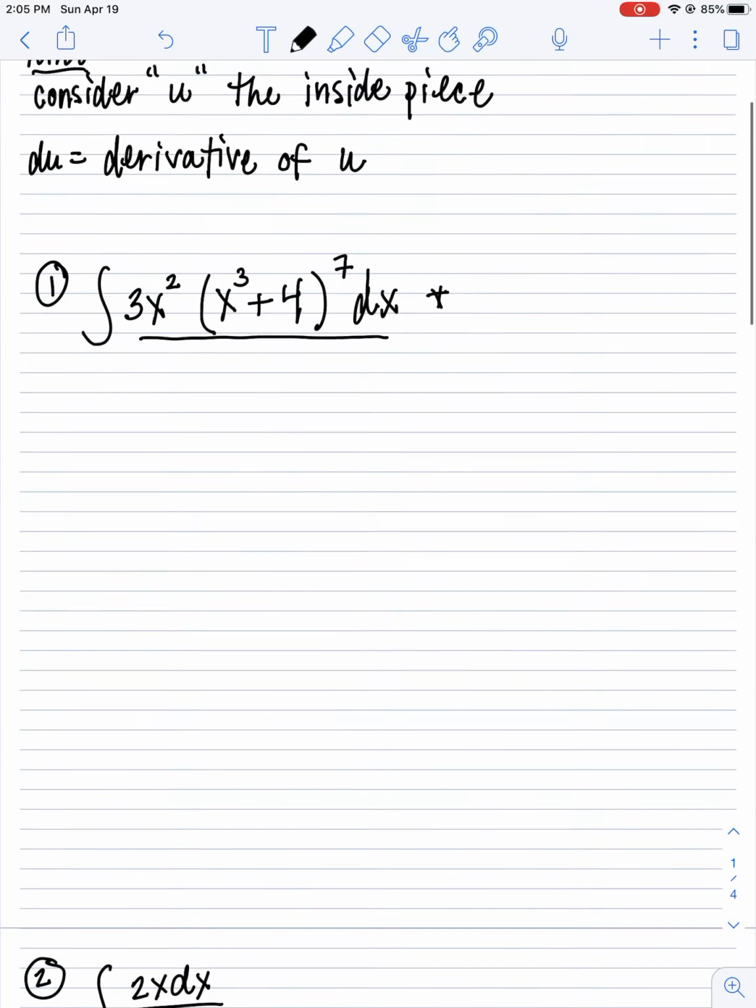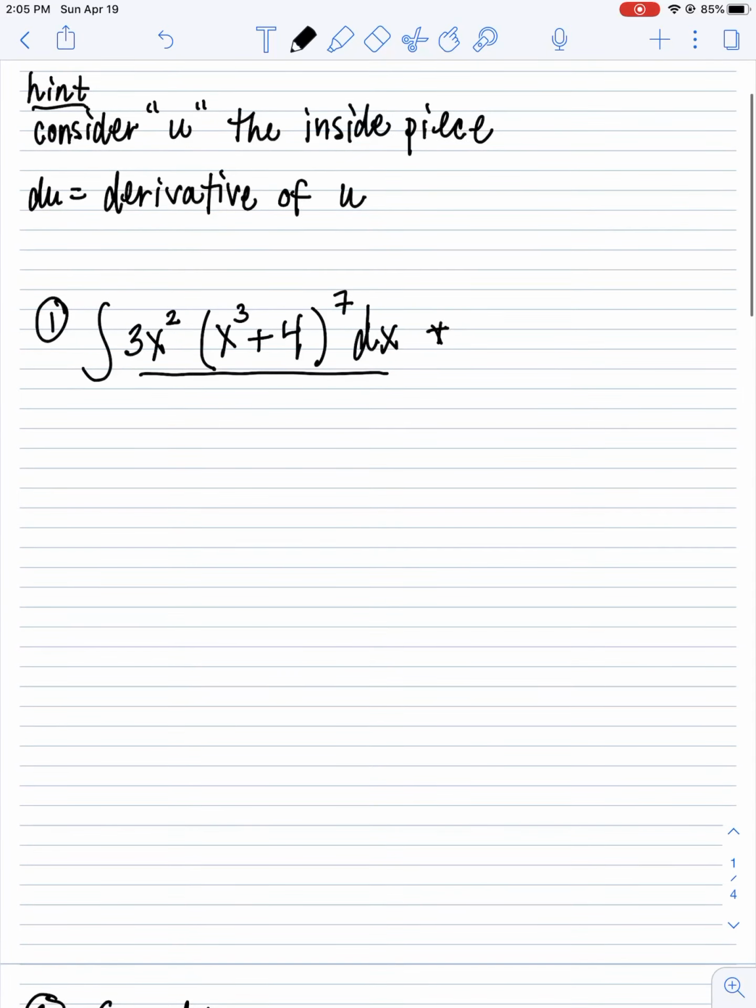So the first problem we're going to look at is number 1. Number 1 states we're going to take the integral of 3x squared times (x cubed plus 4) to the 7th power with respect to x, okay? And so to start, guys, you need to figure out what u is. To make it more simple, we need to use substitution, which means we need to figure out what u is.